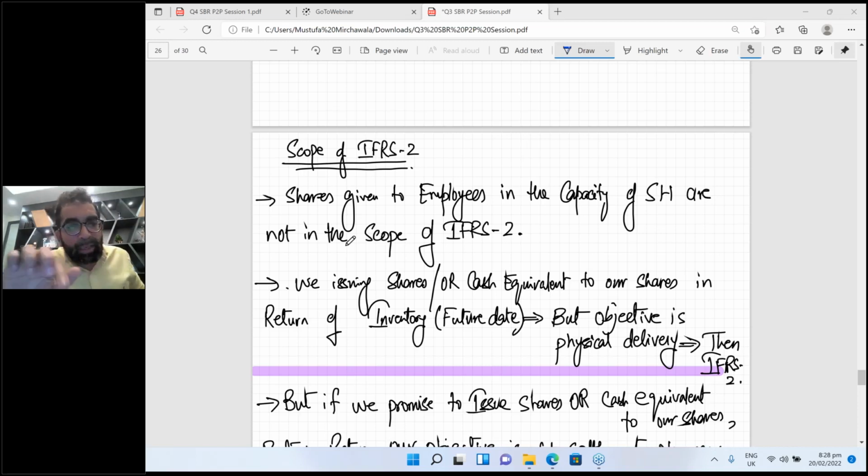Now after 2 years, listen to the story. The employee has shares. Now in future you issue a bonus issue or rights issue. Obviously when we do a bonus issue or rights issue, we issue shares to all our shareholders. So now our employee will also receive shares, but he or she will receive shares in the capacity of shareholder, not employee. So this second transaction is not in the scope of IFRS 2. Be careful.